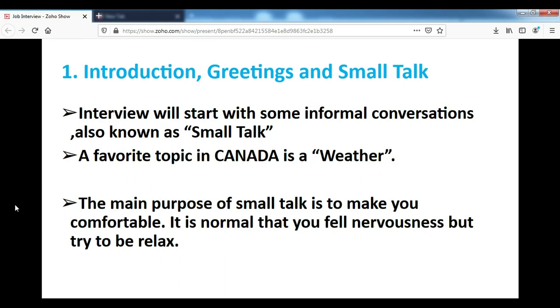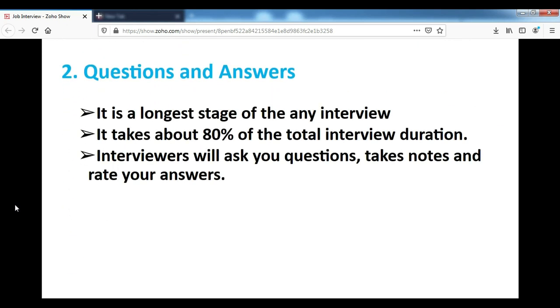Okay, so this is about stage number 1. Stage number 2 is questions and answers. This is the longest stage of your interview and it takes almost 80% of the total interview duration.